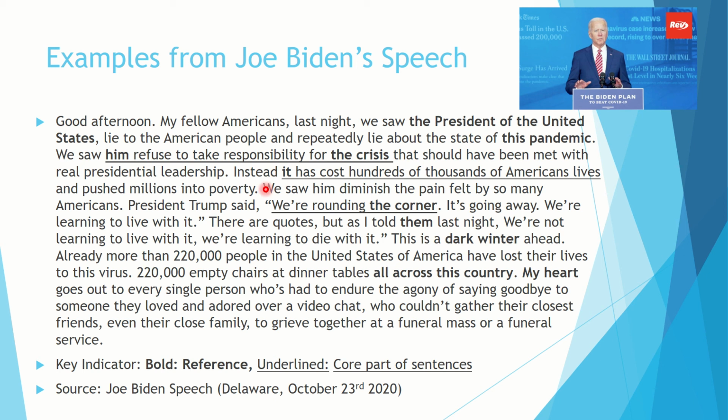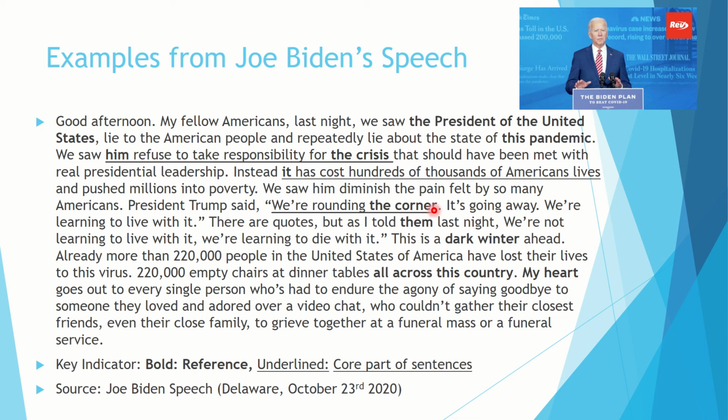Okay, we move. This is the next example of core part of sentences. In these sentences, from "instead" until "poverty," it can just be simplified as "it has cost hundreds of thousands of American lives." It here means the irresponsibility from the President of the United States in handling this current pandemic. This is referred to the idea from before, and this sentence can be shortened with only these sentences. Meanwhile, this only gives you a future explanation.